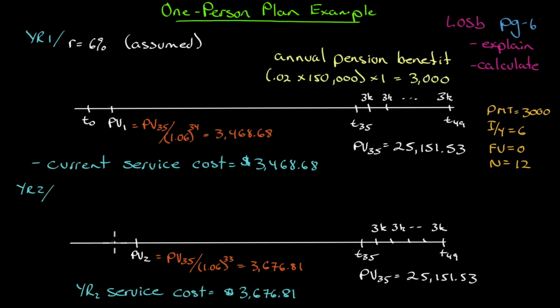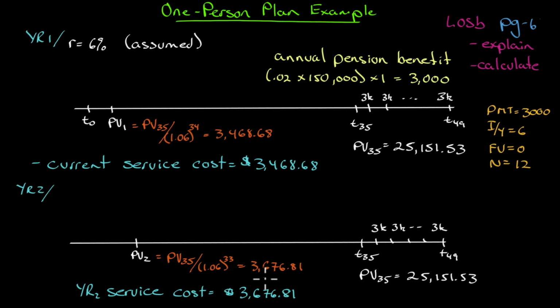But from year 1 to year 2, Lee worked another year, is going to get another 2% of the 150 for another year. There's our $3,000 again. Present value of 25,15153. It's the same thing. But notice now when we discount it back, it's only for 33 years. Our service cost just increased.